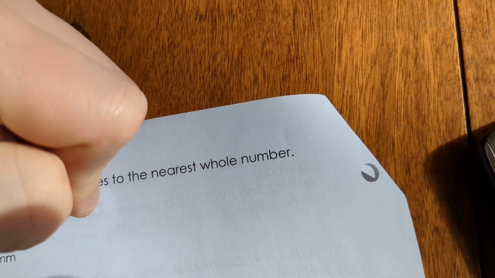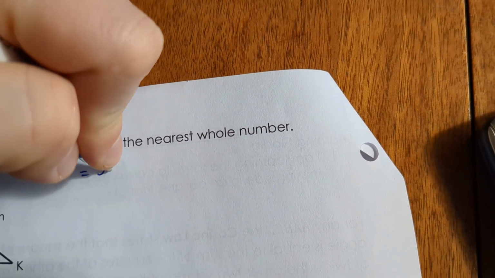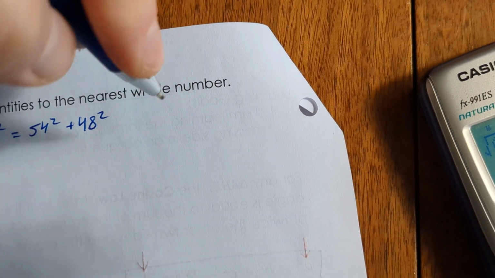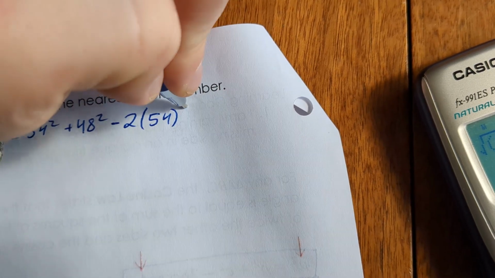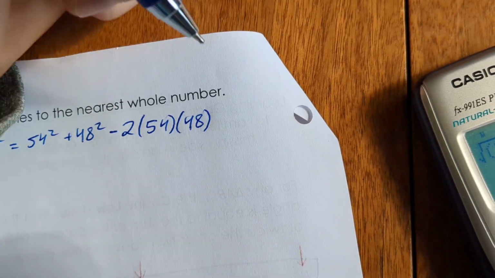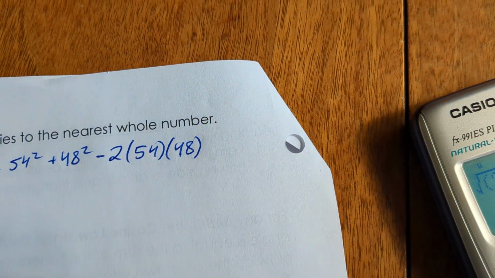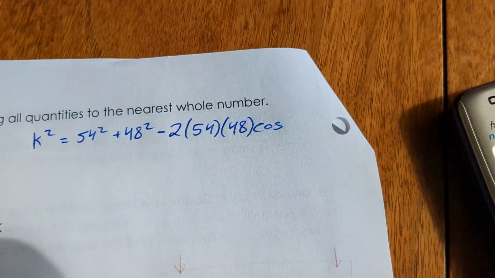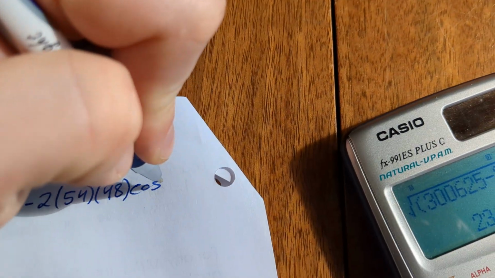So k squared equals our other two sides squared, so 54 squared plus 48 squared minus 2 times the two sides we know. And again, this is just the formula that's on the front page. I'm just plugging the numbers in the formula. And then cos of the angle across from the side we're looking for. So cos 38.